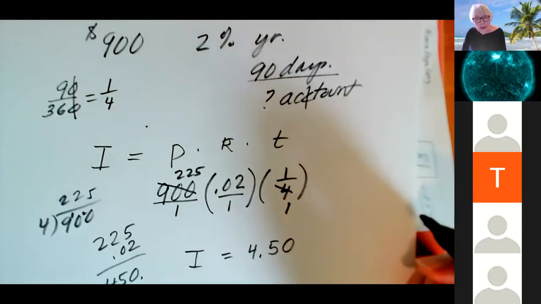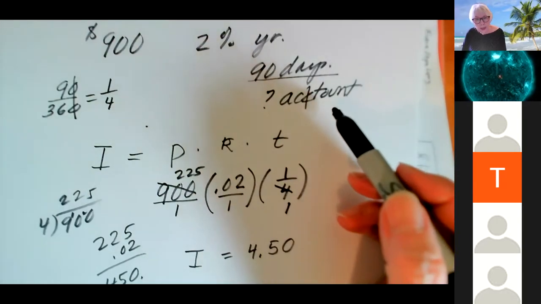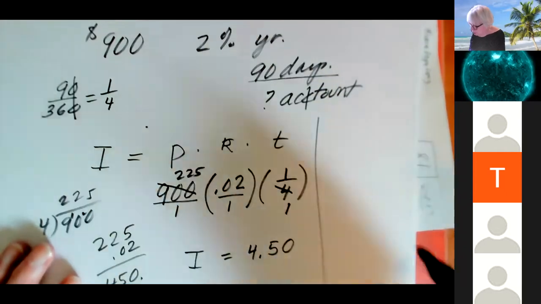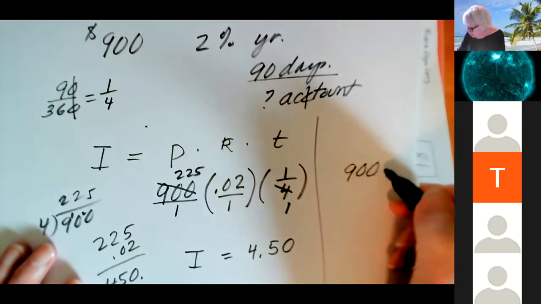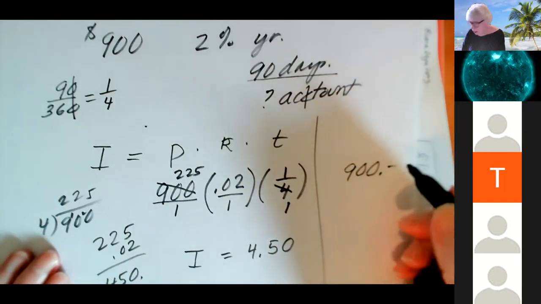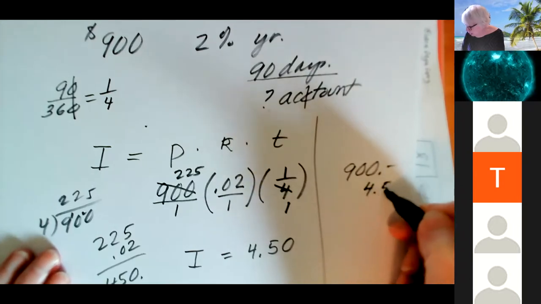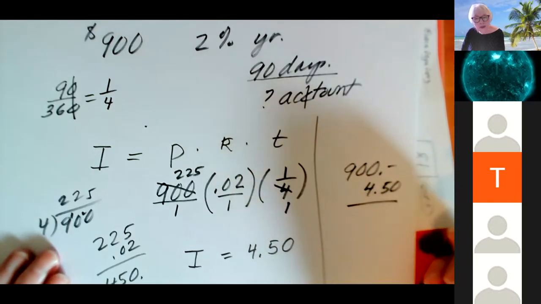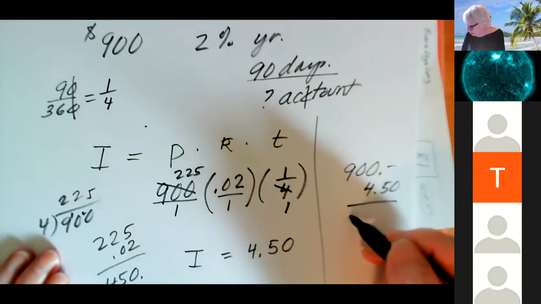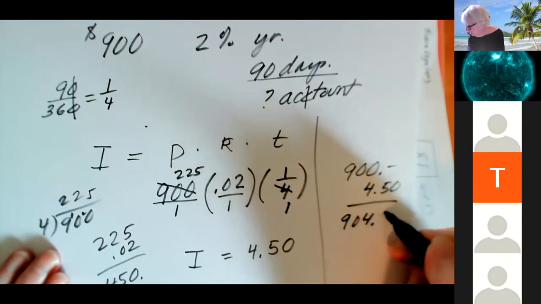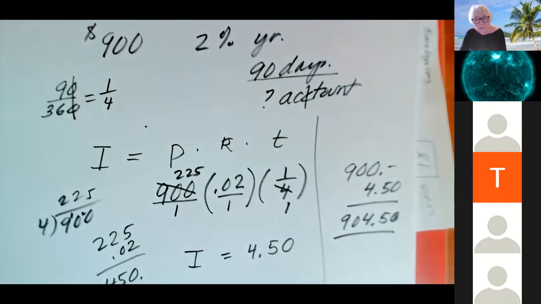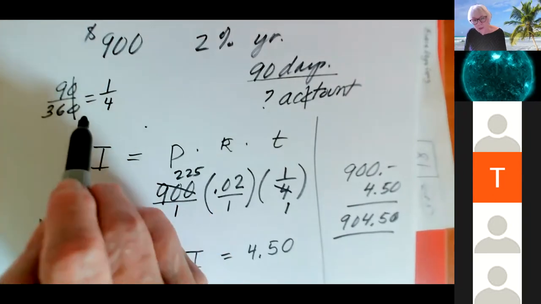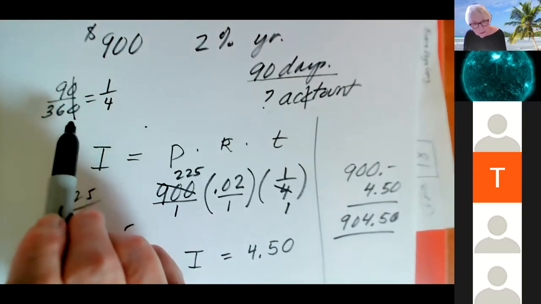So when she goes to pull it out, she will pull out the $900, obviously, and the $4.50. That was the interest on those 90 days. So it's $904.50. Does that make sense? Yeah. So the main thing was this silly little thing about the 360.